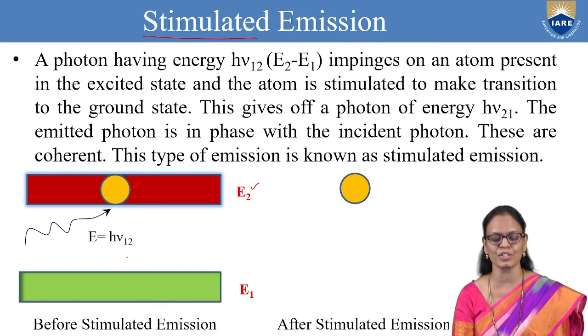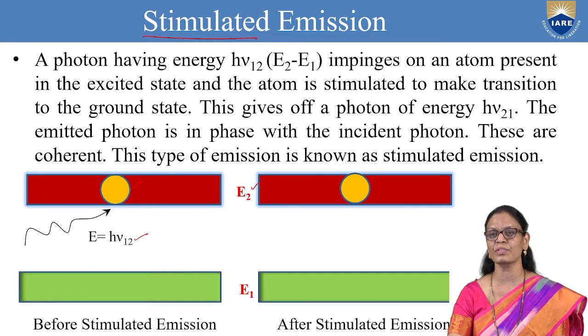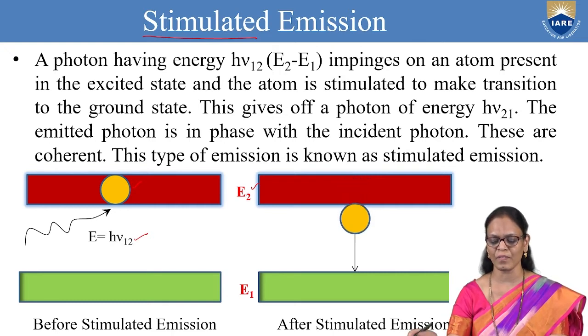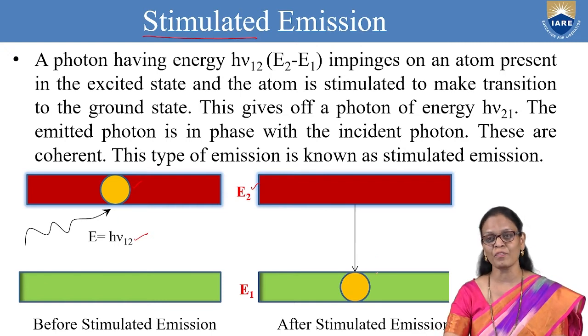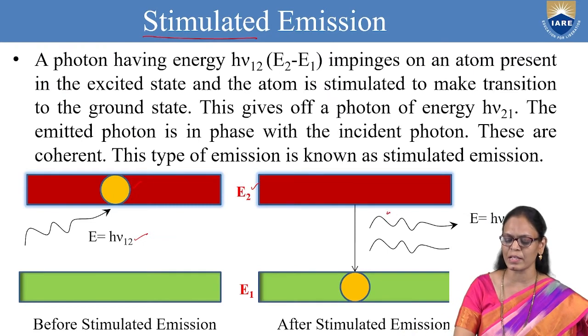So what should be the energy of the photon? E is equal to h nu 12. Now, this atom is stimulated with the help of this photon. Now, what happens after stimulation? We are going to see. When the stimulus is given, this atom comes to the ground state. When it comes to the ground state, we see a difference in energy is again emitted. So what is this? This represents the incident photon.